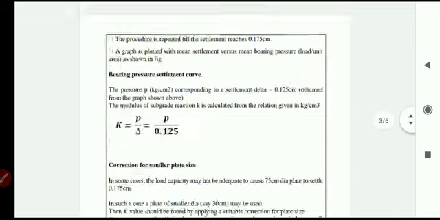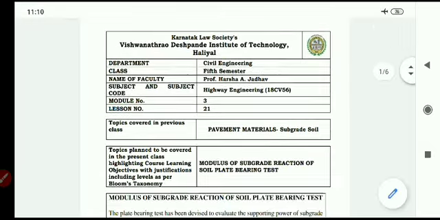In the next class we'll focus on the laboratory tests on the aggregates, and after that we'll focus on the laboratory tests on the bitumen. At the end of this module, we'll focus on the ESWL concept, that is the equivalent single wheel load concept, and numerical problems on that.